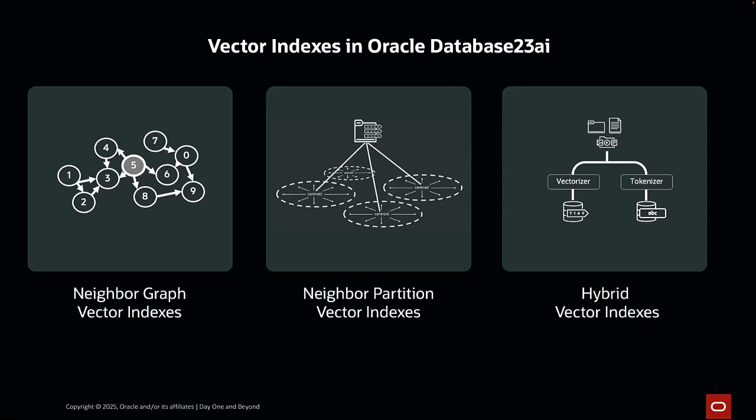And one of the other things about these hybrid vector indexes is those vectors don't need to pre-exist. You simply load your data and build the index on top of that data, and it will take care of creating the embeddings or vectorizing the data for you.